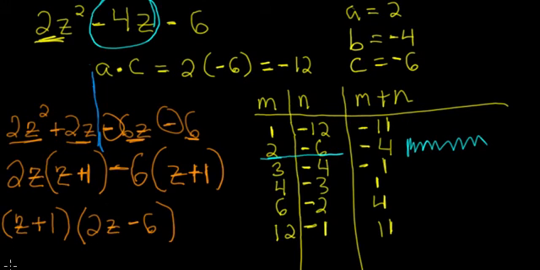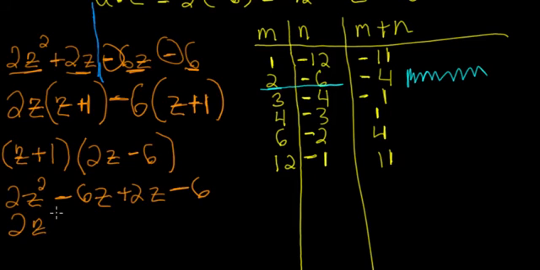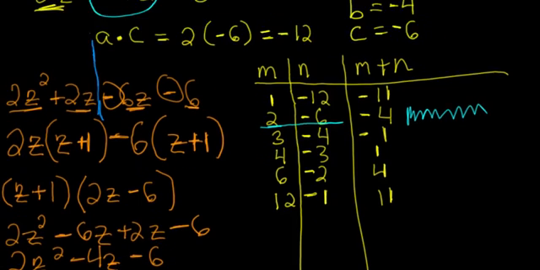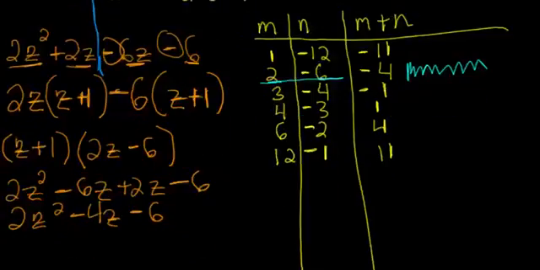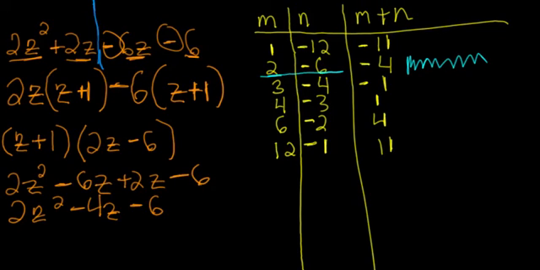My firsts gives me 2z squared. Right? My first z times 2z is 2z squared. Sorry, my outers was negative 6z. My inners, plus 2z. And my lasts is negative 6. And I'll combine like terms. And I got the trinomial I started with. Right? There, there, there, there. All right. And so this process works really well.